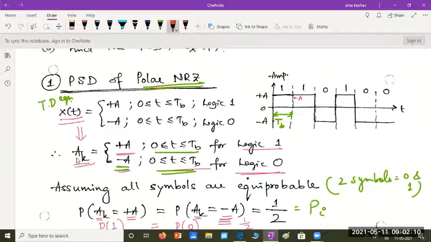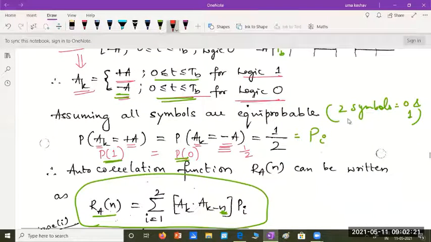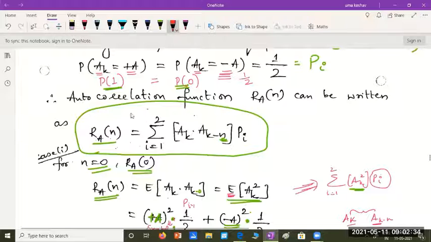And the amplitudes AK, we need the amplitudes which would be plus A, minus A, similar to this equation. And the probability, we always assume all the symbols to occur with equal probability. So probability of a 0 and 1 we assume to be equal, so it should be half for both. And then we would calculate the autocorrelation function.